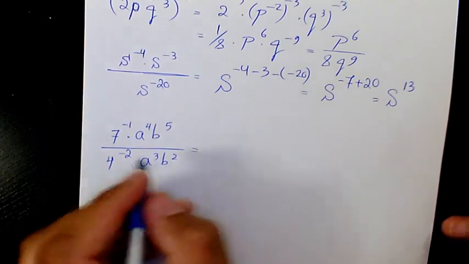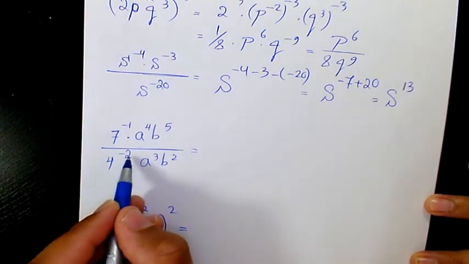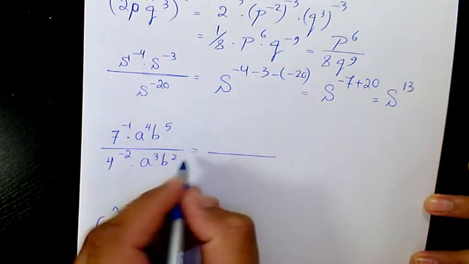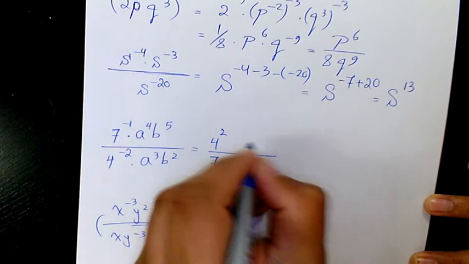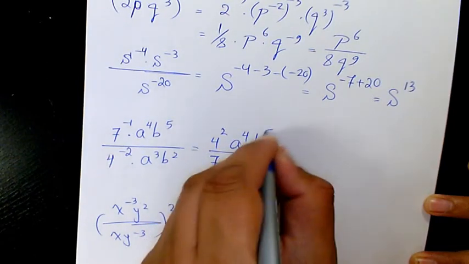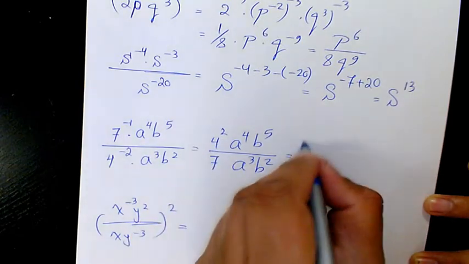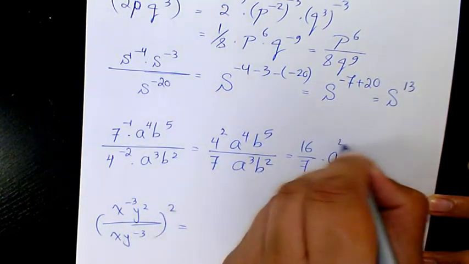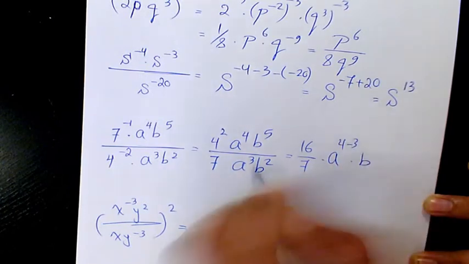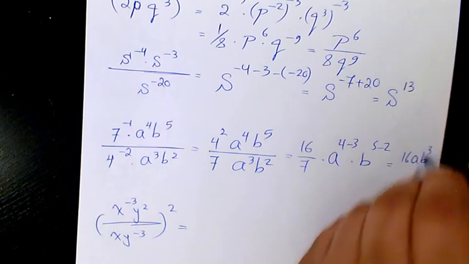Next example. 7 to the power of negative 1. Here you have 4 to the power of negative 2. So right from the beginning, I'm going to bring this one in the denominator and move this one to the numerator to make them positive. The rest remain the same so far. So 4 to the power of 2 is 16 over 7. 8 to the power of 4 minus 3. B to the power of 5 minus 2. So it's going to be 16 a b to the power of 3 divided by 7.